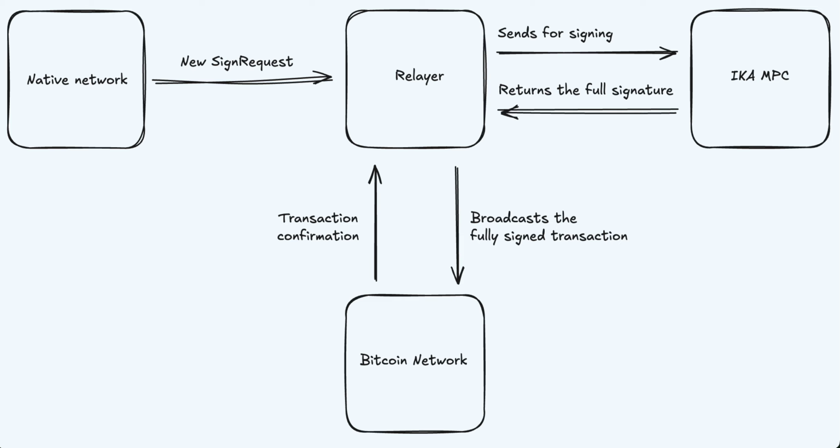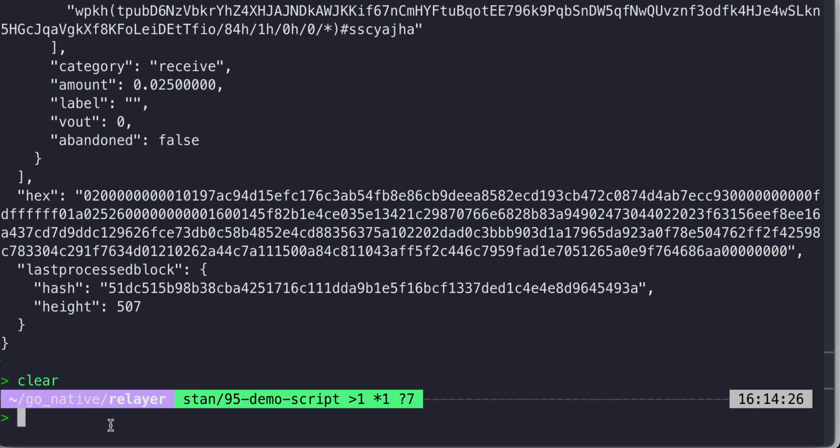This will return the final signature combining the user and the network part. And lastly, the relayer will broadcast the now fully signed transaction to Bitcoin. For this demo, we'll be running a local Bitcoin network and a local ICA network for speed and simplicity. Let's start the relayer.